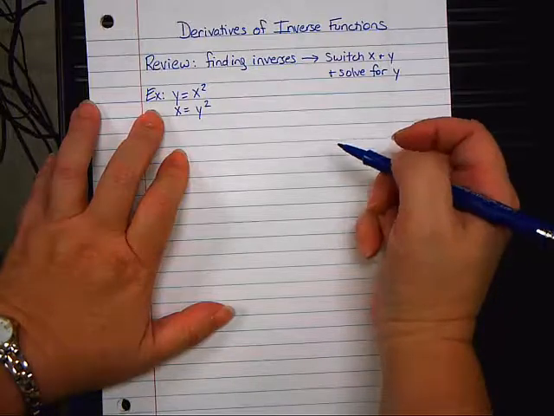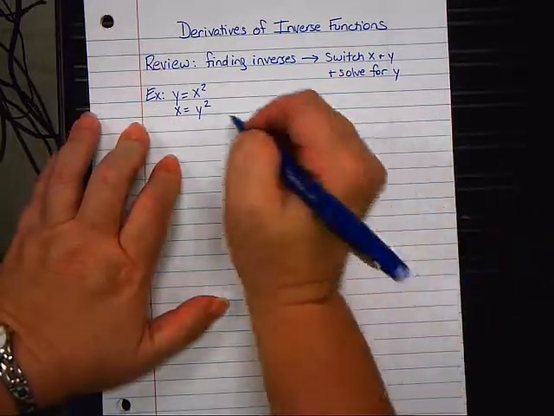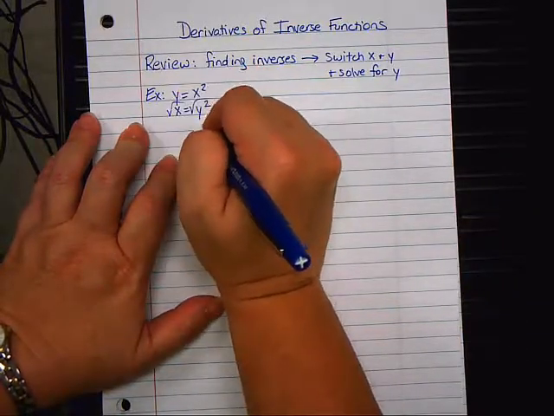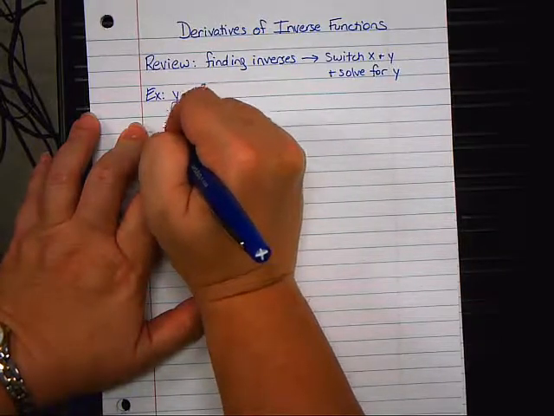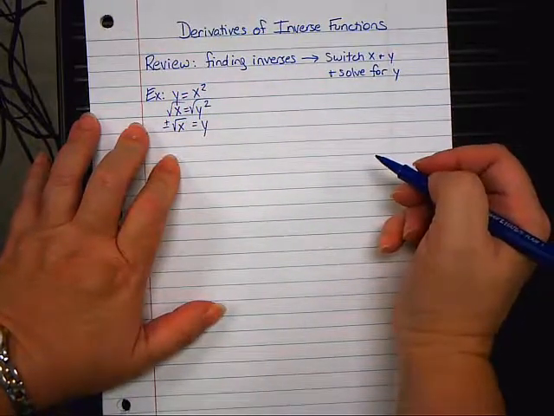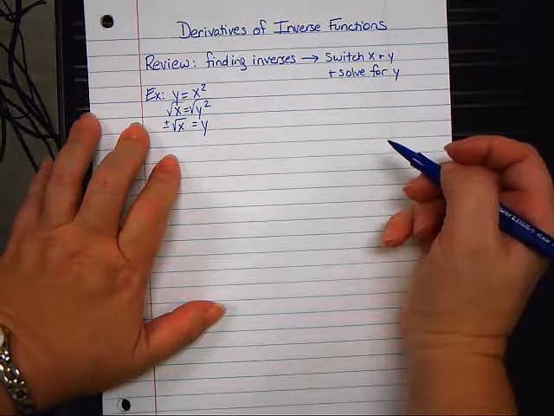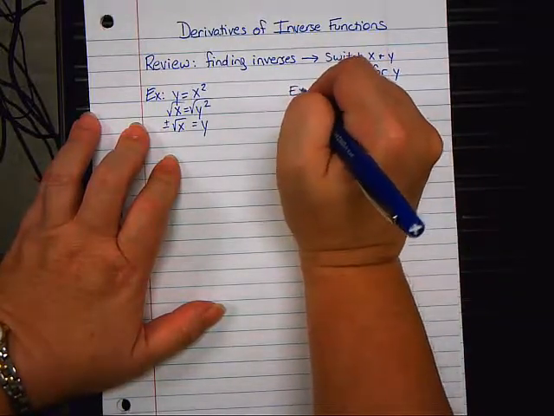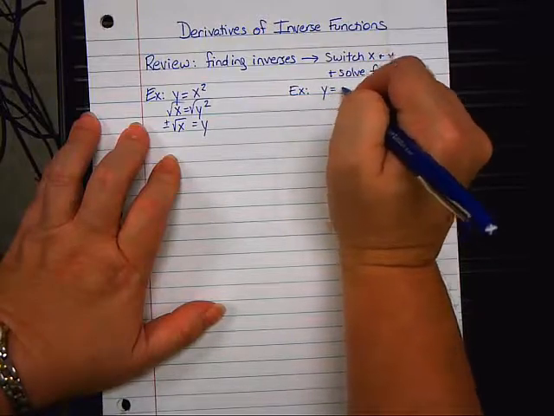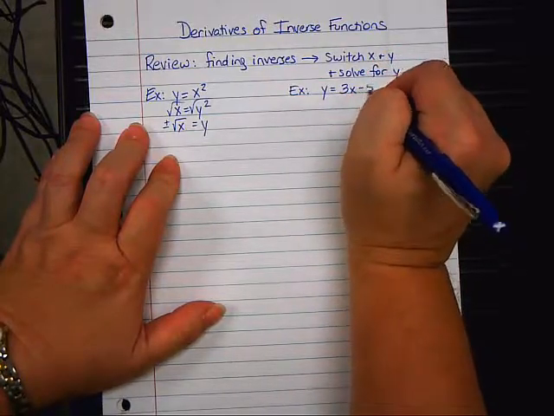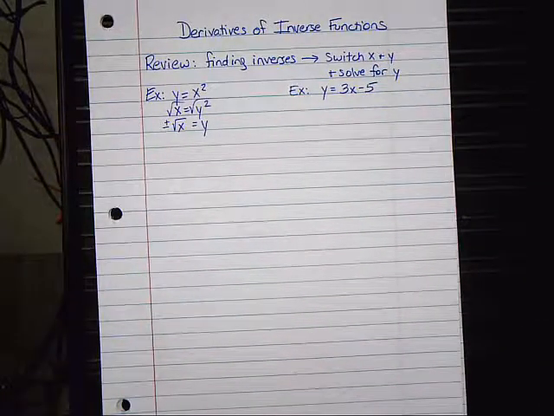Now how do you solve for y? Square root both sides. Y equals plus or minus the square root of x. Agreed? Okay. You do this one. Y equals 3x minus 5. You do that one. Find the inverse.